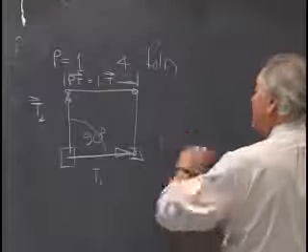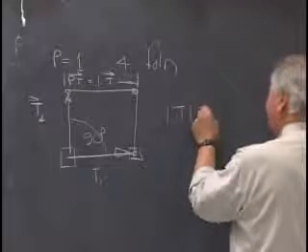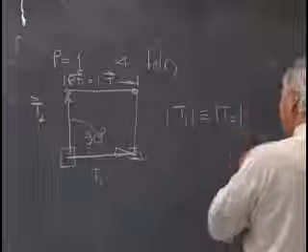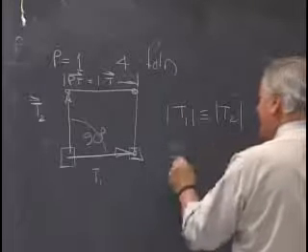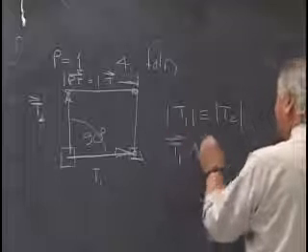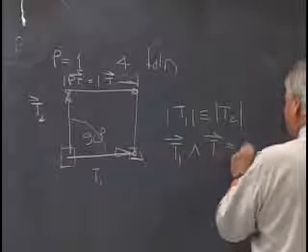So we have a very special lattice. Again, the magnitudes of two translations are identical. Not approximately the same, they're identical. And the angle between them is identically 90 degrees.